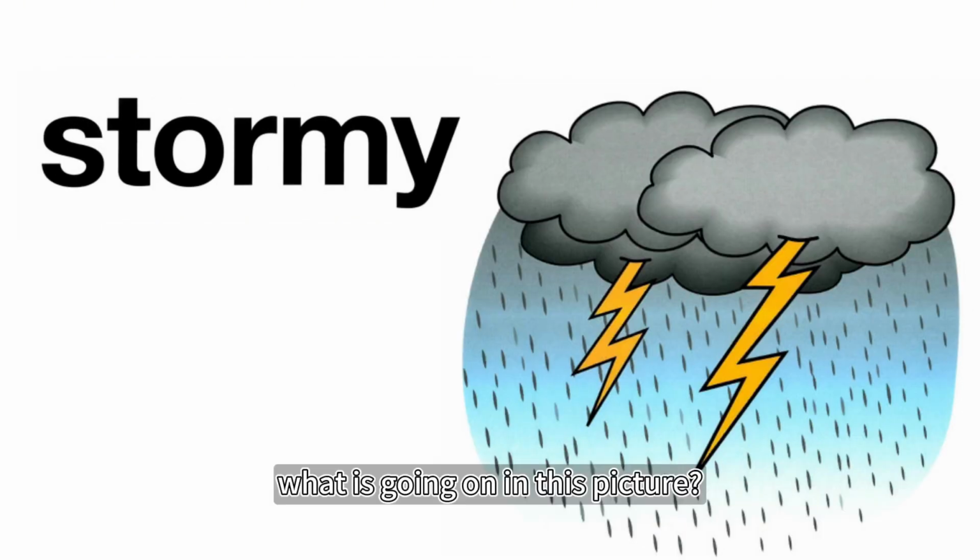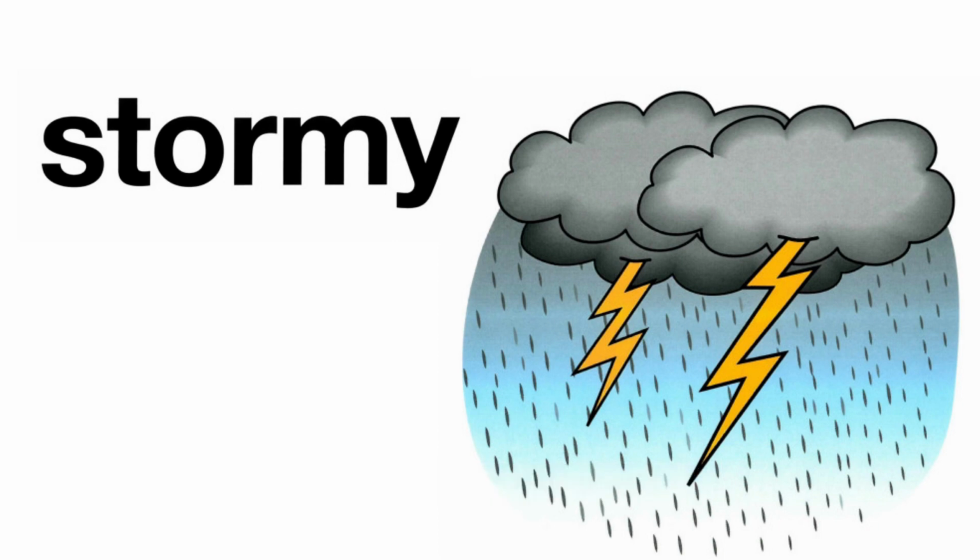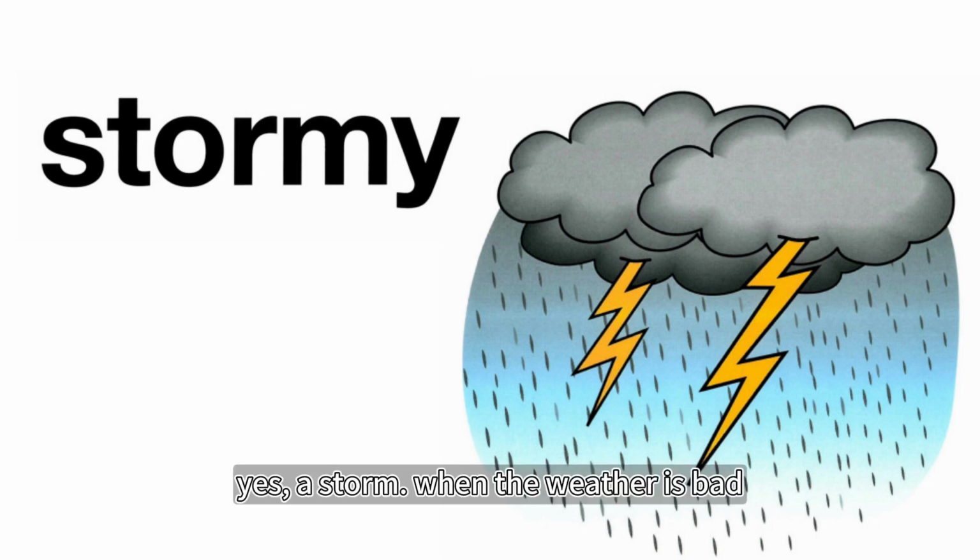Stormy. What is going on in this picture? Yes, a storm. When the weather is bad, windy and rainy or snowy, we say it is stormy.